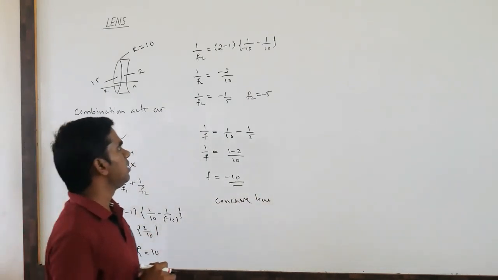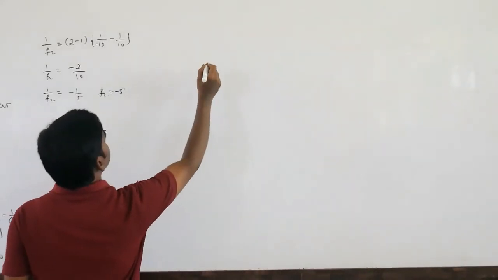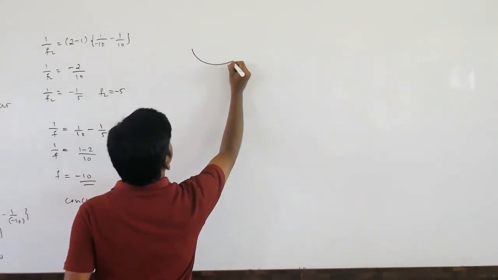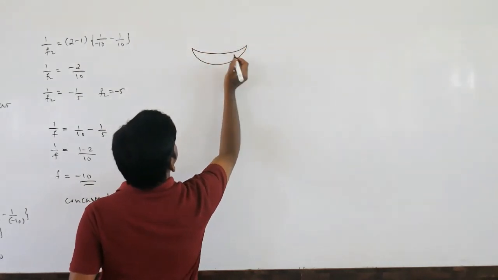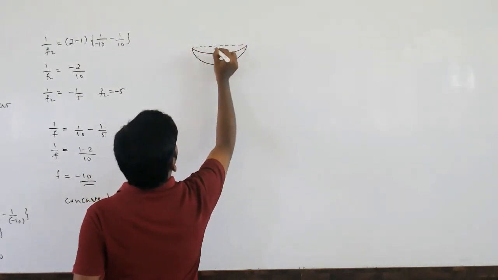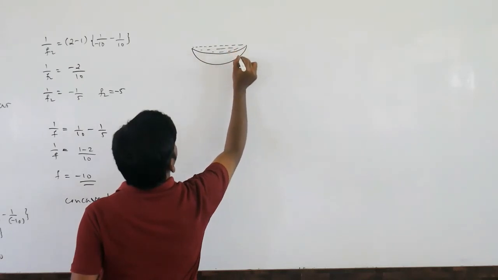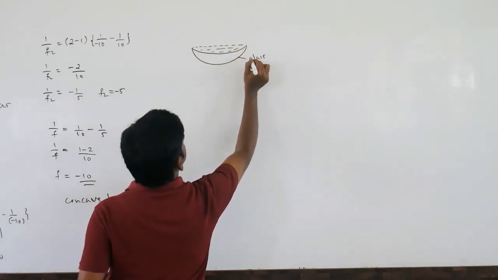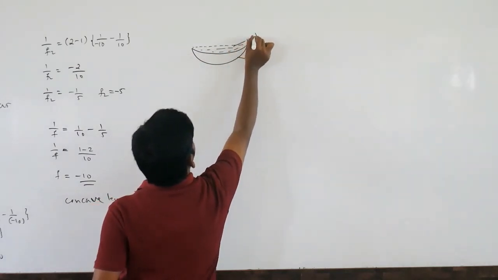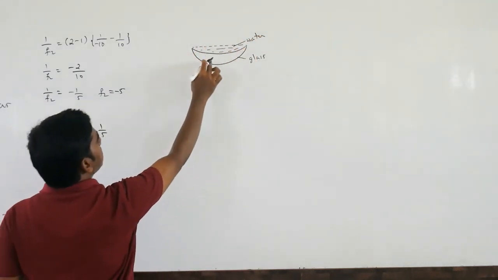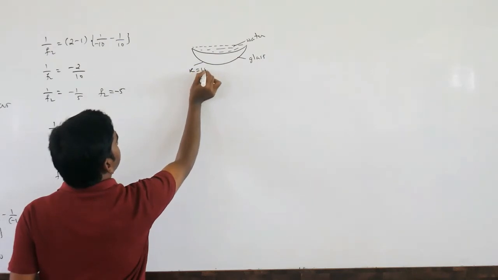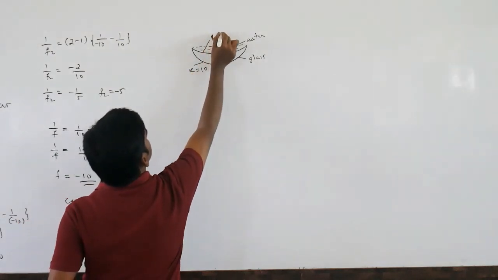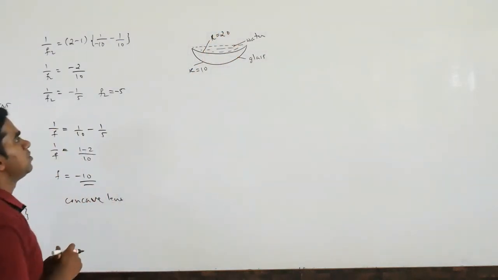Okay, similarly, let me take another example. Suppose you have a curved surface like this and one more curved surface on it, and it contains some water. So this is glass and this is water. If you look at the diagram, these two radii are not the same. The outer one is smaller, so you can take r equals 10, and the inner one is larger, so you can take r equals 20.